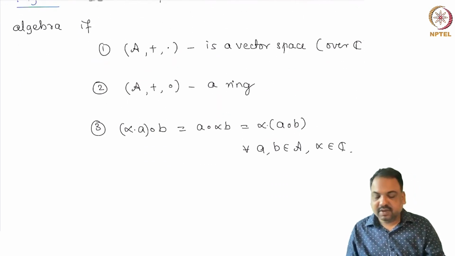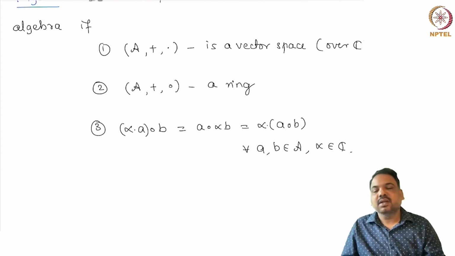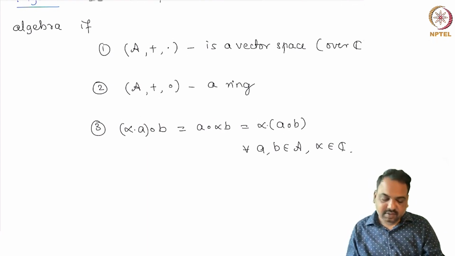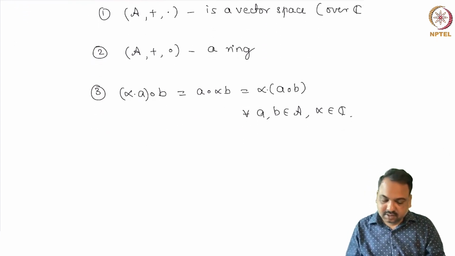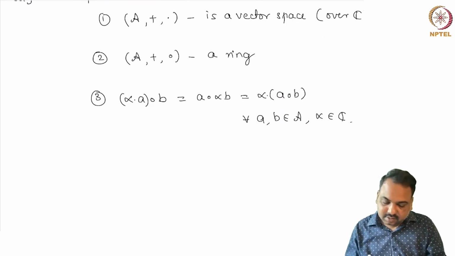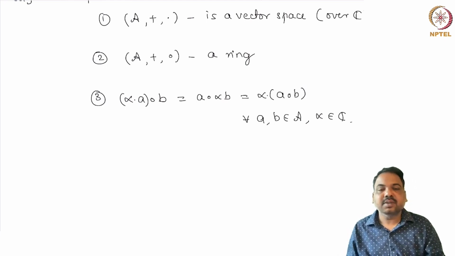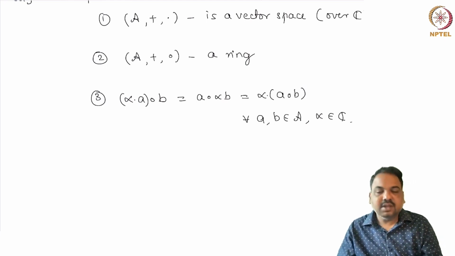Okay. If the field is complex, we call the algebra complex. If the field is real, we call the algebra real. But in our case, we are going to look at complex algebras only. Now we have a ring structure here apart from the vector space structure. If the ring is commutative, we say the algebra is commutative.